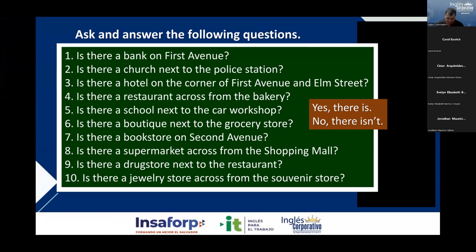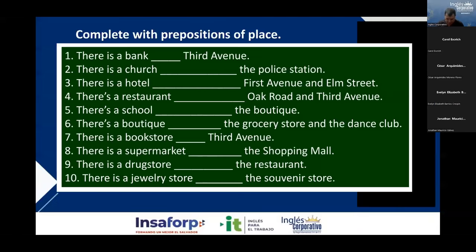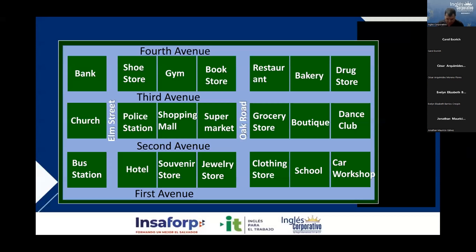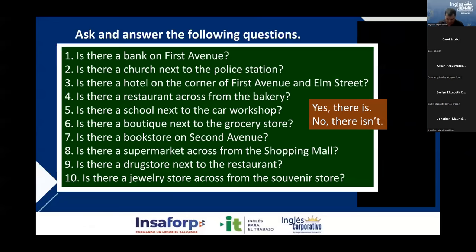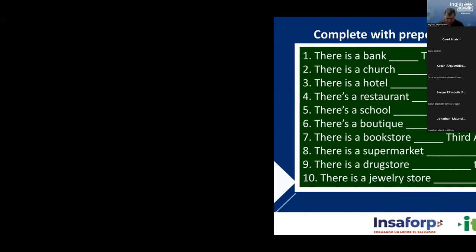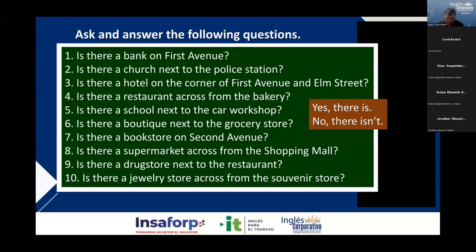Okay. Is there a hotel on the corner of First Avenue and Elm Street? Is there a hotel? First Avenue and Elm Street. Yes. Yes, there is. ¿Quién hace las que siguen ahí? La siguiente. La cuatro. Es la cuarta.